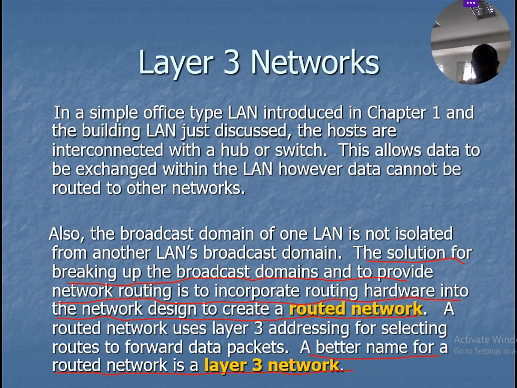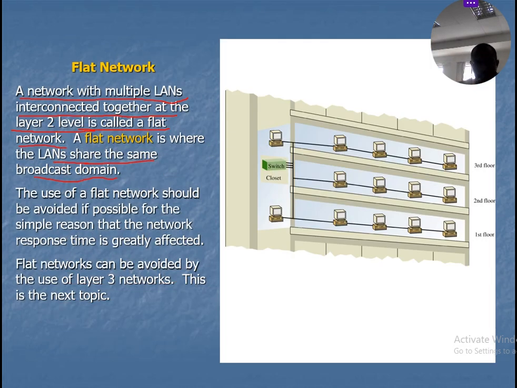And the one we are describing now, where we have a building LAN, different LANs connected in a building, and then the small LANs are interconnected together to form a larger LAN. Then this will lead us to what we call the layer 3 switches. The hosts are interconnected with a hub or switch. These allow data to be exchanged within the LAN. However, the data cannot be routed to other networks because there is no router. So if you look at this building, there is no router.